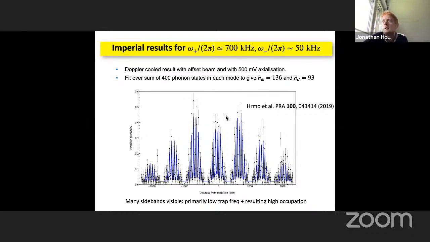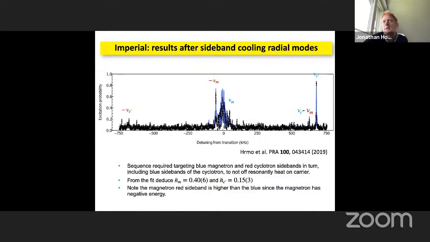You're not fully in the Lamb-Dicke regime. You're seeing plenty of sidebands, and a similar profile of the sidebands for the cyclotron motion as for the magnetron motion here. So this is the result of Doppler cooling, and what this means if you're outside the Lamb-Dicke regime is that you have to work a little bit harder at the sideband cooling. But nevertheless, and this is the spectrum I showed you earlier, they were able with many cycles of sideband cooling to bring themselves down to the quantum ground state of both of these motions.